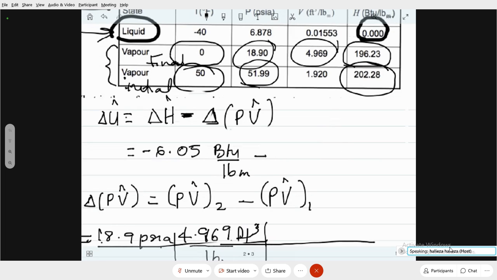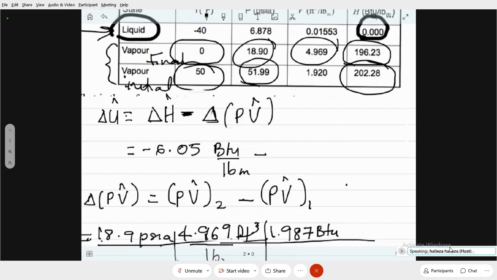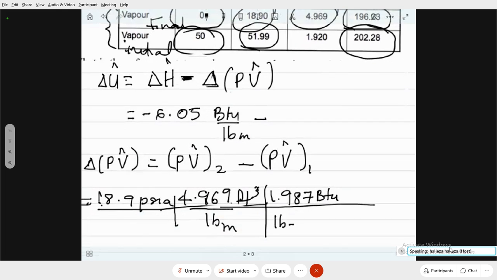Where is the gas constant? At the back cover. You have the gas constant, and for the unit you need it in BTU, so that will be 1.987 BTU per pound mole, and the temperature is in Rankine. Anybody who doesn't have the textbook, you need to look it up later on.